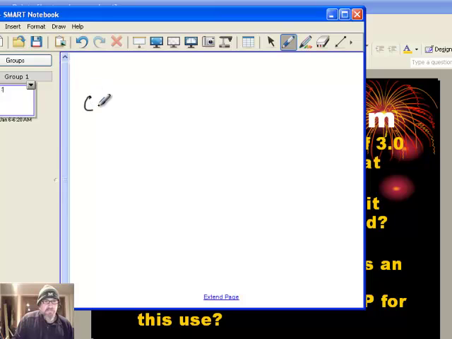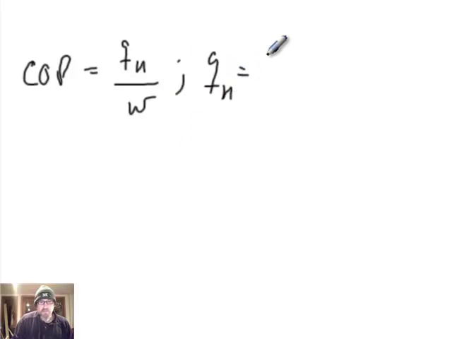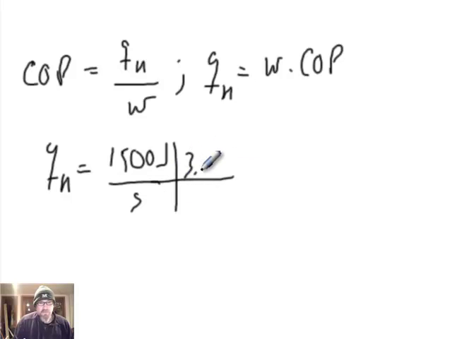Looking at our definition of coefficient of performance, COP is Q hot over work. So that means Q hot, which is what we're trying to find, would be equal to work times the coefficient of performance. So for our situation here, the work done was 1500 watts or 1500 joules per second times a coefficient of performance of 3.